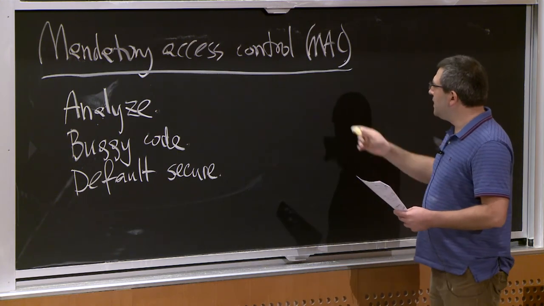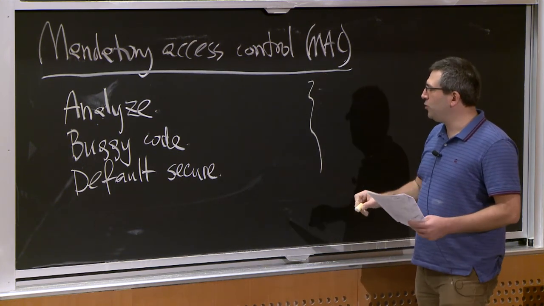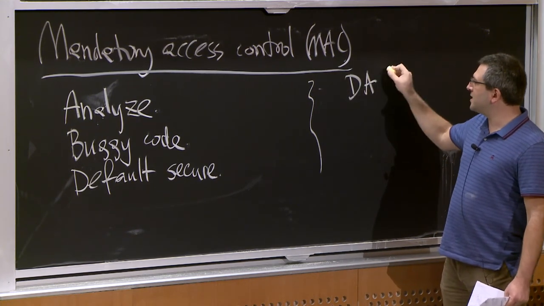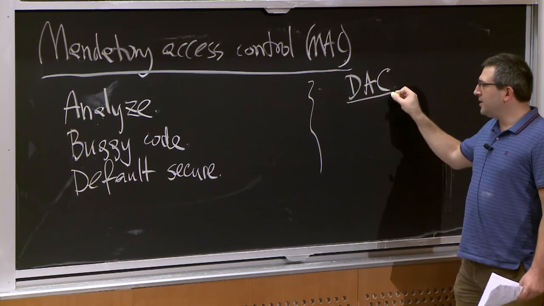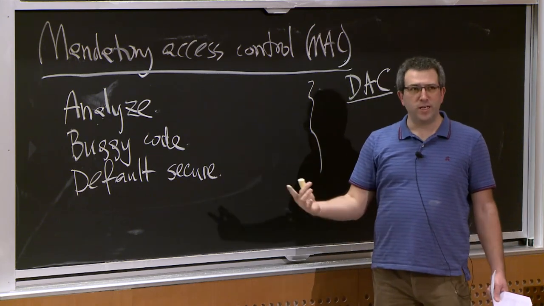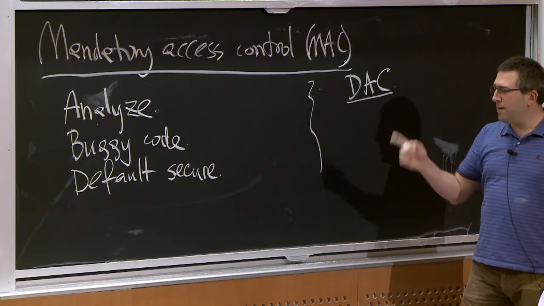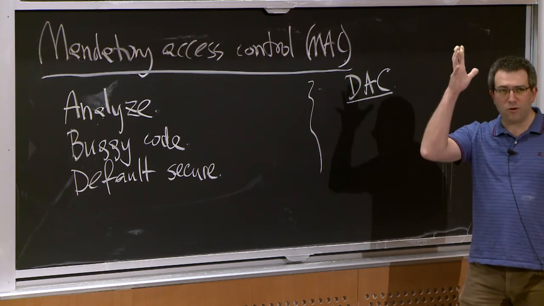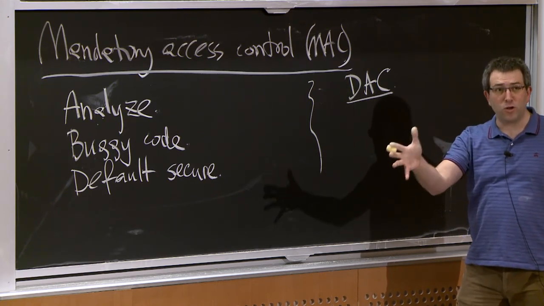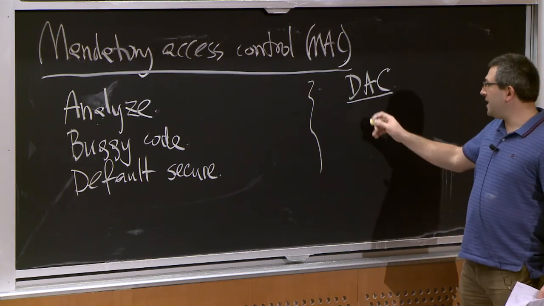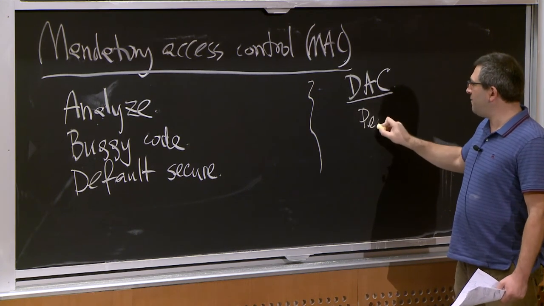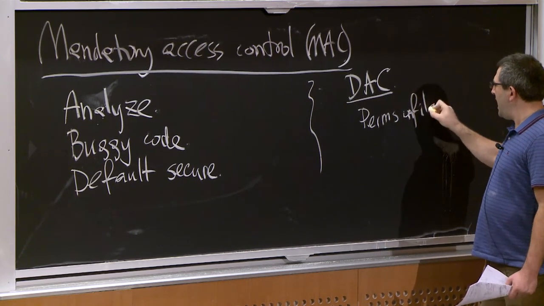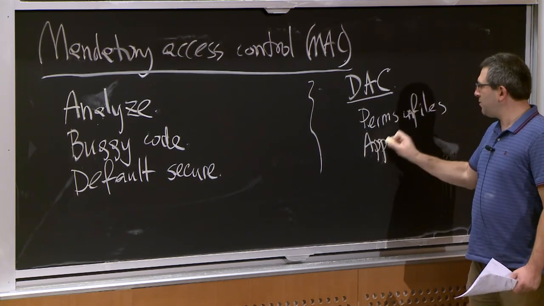I should contrast this with the usual thing you might have seen in a Unix-like operating system, usually called discretionary access control, or DAC. The differences are in terms of who is enforcing policies and who is setting them. In the mandatory control case, there is some manifest that specifies what the policy is, and a reference monitor is going to force the policy on your code. In the DAC case, there's just a bunch of permissions on files, and apps can set permissions.